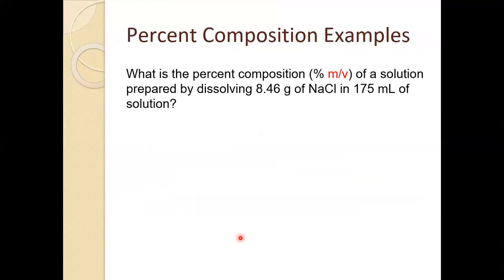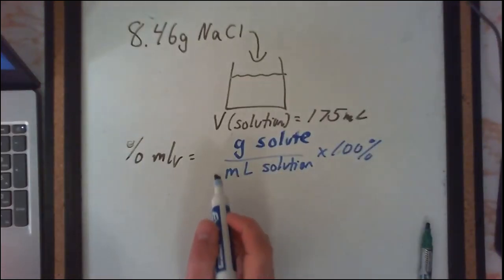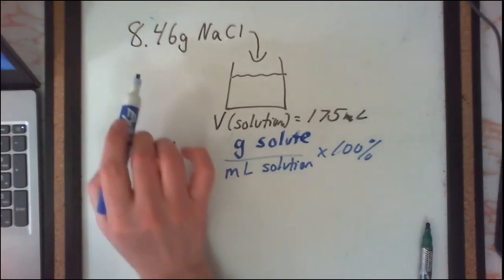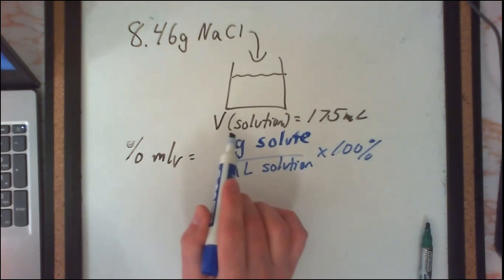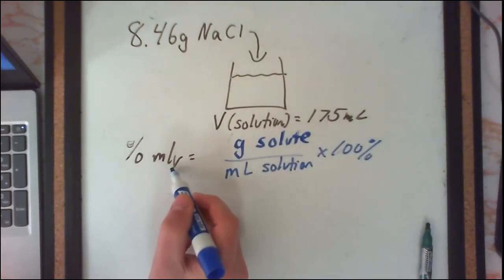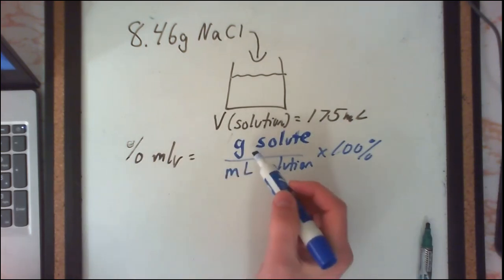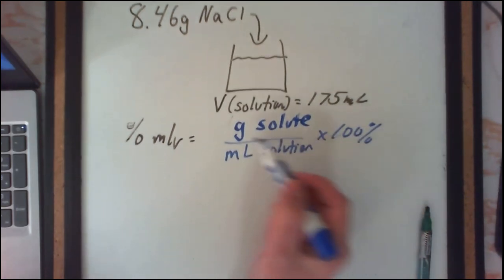So an example of that might look like this, where we want to calculate the percent composition of a solution prepared by dissolving 8.46 grams sodium chloride in 175 milliliters of solution. So here we have our picture describing what's occurring. We dissolved 8.46 grams of sodium chloride in enough water for a total solution volume of 175 milliliters. And we're asked to determine the percent mass over volume, which is defined as the grams of solute over milliliter solution times 100%.